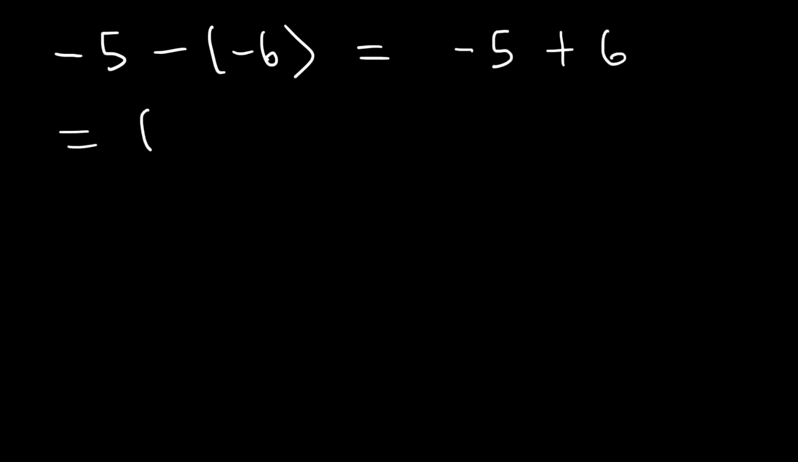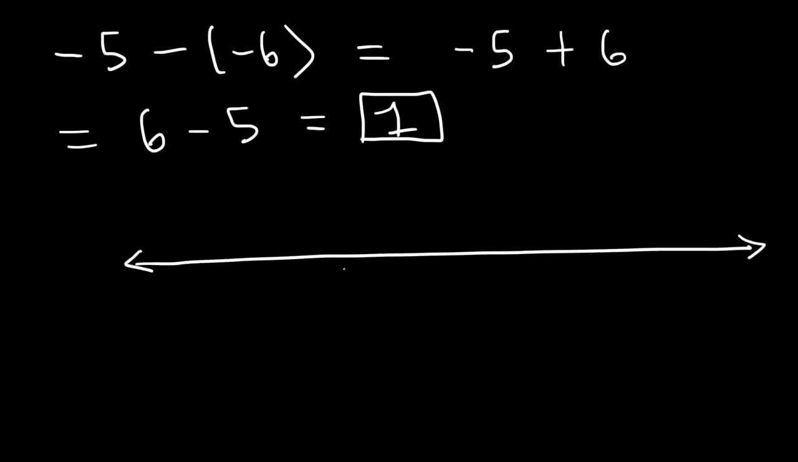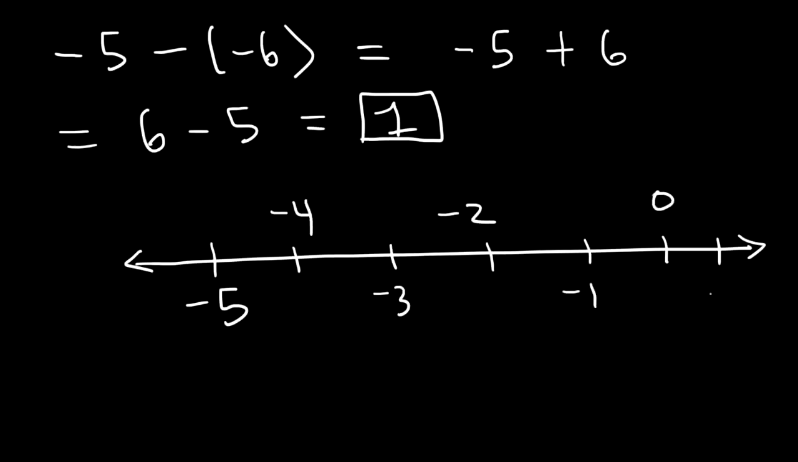So try a similar example. What's negative 5 minus negative 6? Let's convert the two negative signs into a positive sign. So this is negative 5 plus 6, which is the same as 6 minus 5, and that's positive 1. So using a number line, let's add 6 to negative 5. So this is negative 4, negative 3, and this is going to go all the way to positive 1. So we're going to get the same answer.